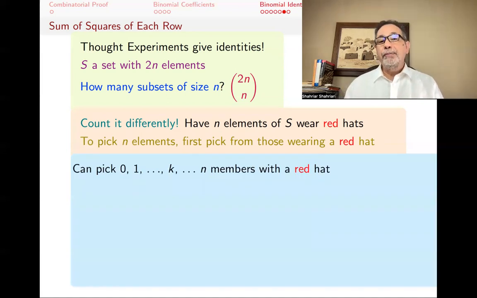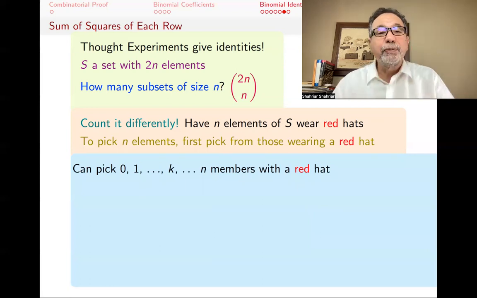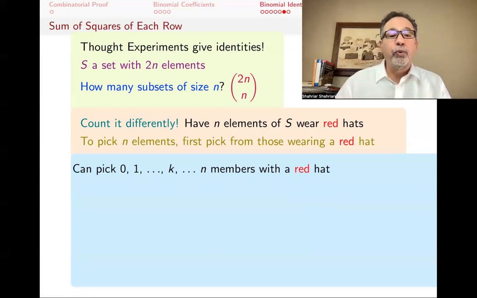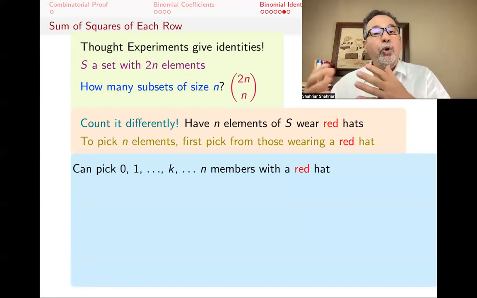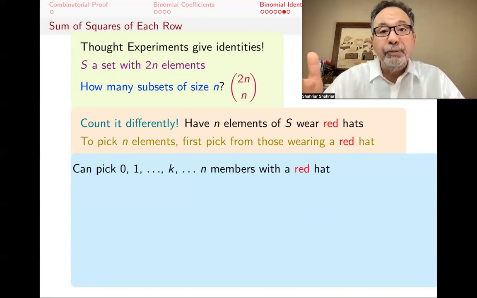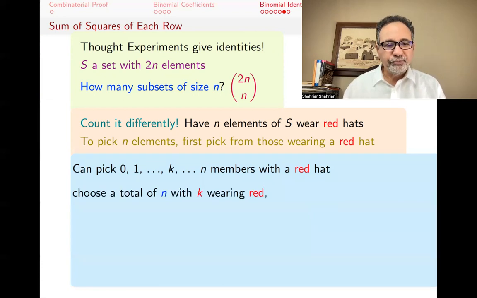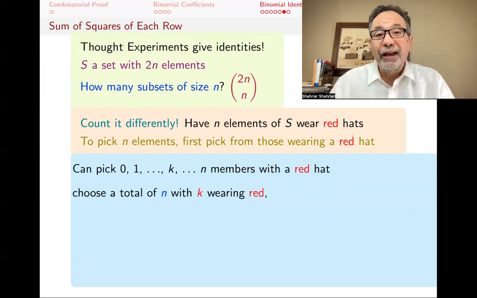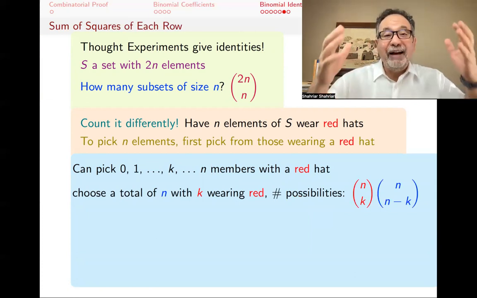Now, how many people with red hats could I pick? I could pick 0. I could pick nobody with a red hat and just pick all my n from the rest. Or I could pick 1 person with a red hat, or 2 people, or 3 people, or k people in general, or all the way to I could pick all the n people with red hats and nobody without a red hat. So I want to choose a total of n people, but k of them wearing red hats. How do I do that? Well, the number of possibilities is going to be n choose k, because from the n people with the red hats, I've got to pick k.